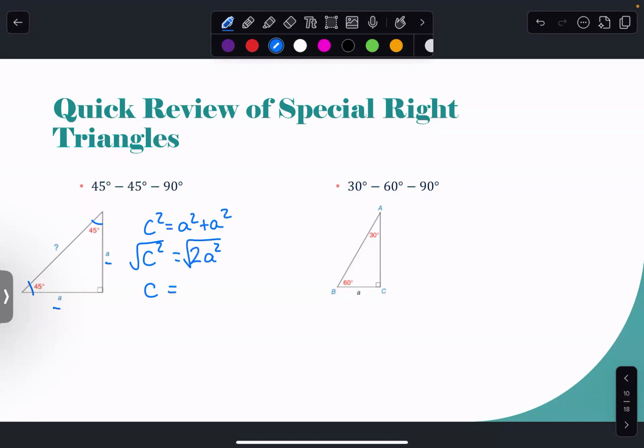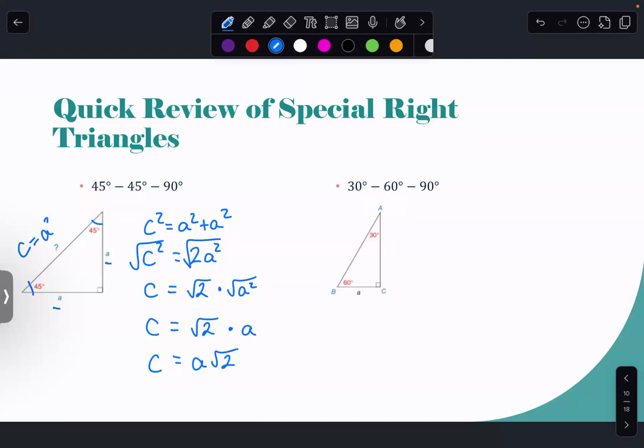Now to find out what c is, I take the square root. So I'll be left with the square root of 2a squared. Remember when you're using square roots and multiplying under the radical, you can split those square roots up, and it can look like this. I want to do that because one of these is a perfect square and one is not. The square root of 2 is not a perfect square, but a squared is, meaning the square root of a squared is just a. So the hypotenuse, or c, is equal to a square root of 2.